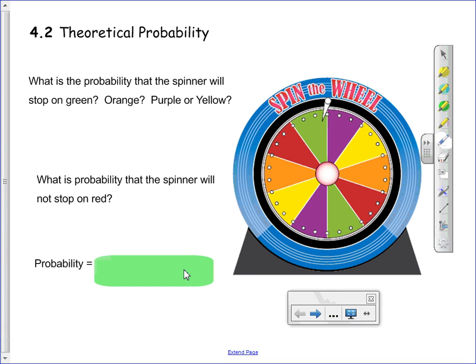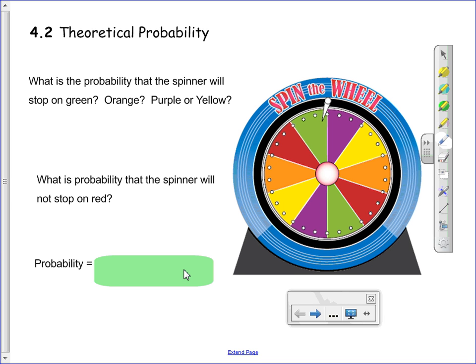In section 4.2, we are going to look at theoretical probability, which means instead of doing an experiment and determining what the probability is, we're going to say what should the chances of something happening be. So for instance, if you look at this spinner wheel that you'd spin around and the arrow there is where it stops, just like on Wheel of Fortune, what is the probability that the spinner will stop at green?